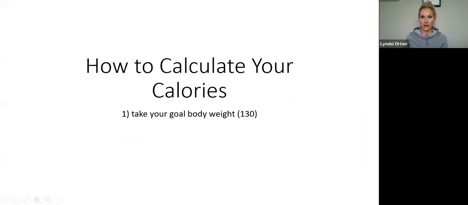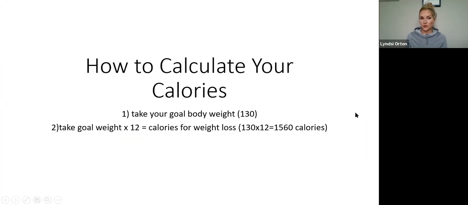First, we're going to learn how to calculate our calories. So what we're going to do is come up with our goal weight. We're going to take 130 as an example. So say I'm 150 pounds, my goal is 130 pounds. So you're going to start by taking your goal body weight. 130 pounds is my goal body weight. And next, we're going to multiply our goal body weight by 12. So this is for weight loss. So 130 times 12 is 1560. So we are going to be consuming 1,560 calories a day to lose weight.